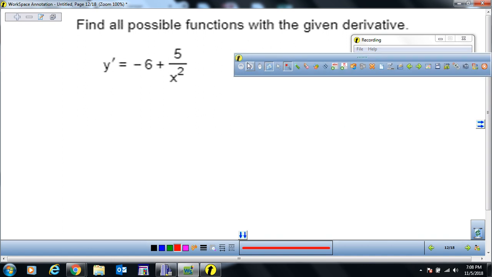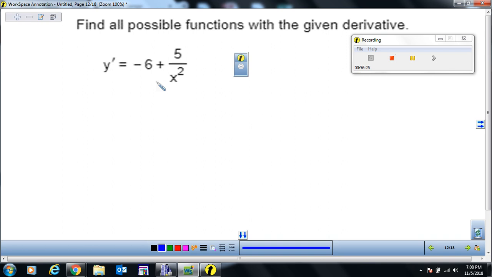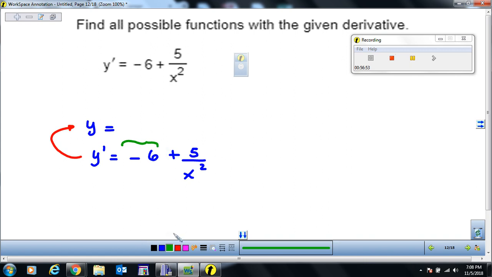Let's see if we can practice that same concept once more with this one. It says find all possible functions with the given derivative. So here is my derivative, and I want to go one step beyond. Remember that you basically want to do one step: figure out the equation that was before this, so that when you took the derivative of that, this is what you ended up with. The easiest one that I can think of is this one. This one was probably negative 6x, because if you take the derivative of this, it's just going to be negative 6.